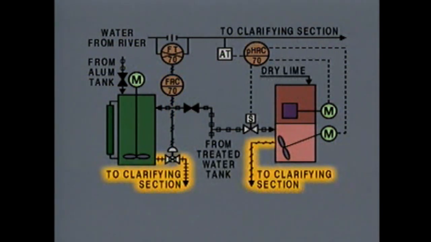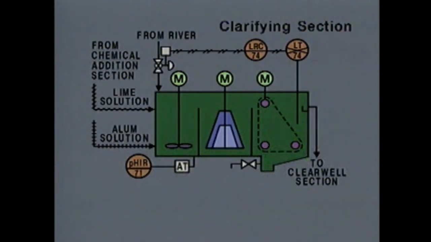The alum solution and the lime solution flow to the clarifying section, as the notes on the diagram indicate. That section is represented on a separate P&ID. This P&ID shows that the clarifying section consists of a single vessel with 3 compartments: a flash mixer, a flocculation basin, and a sedimentation basin.